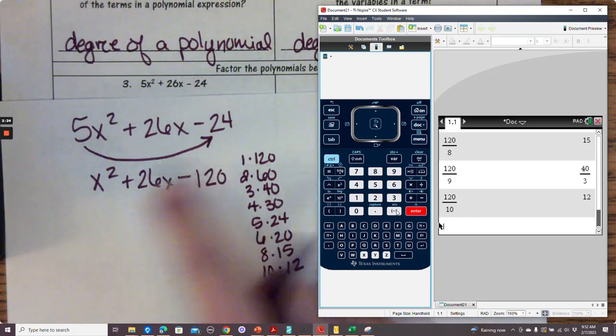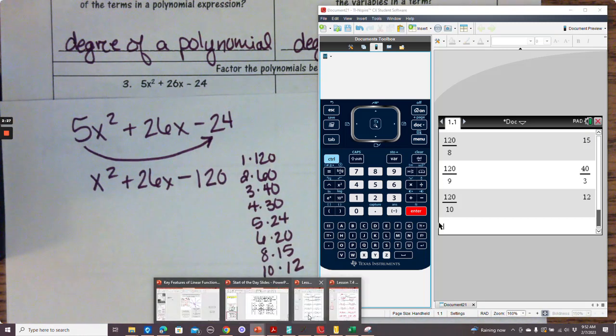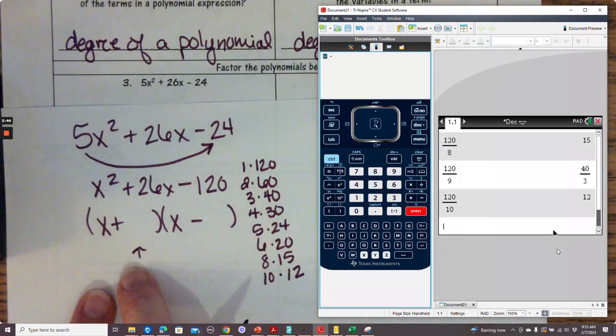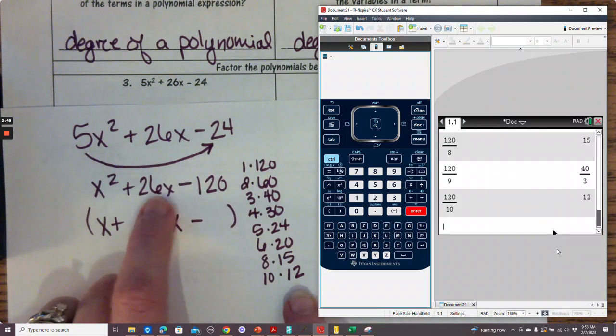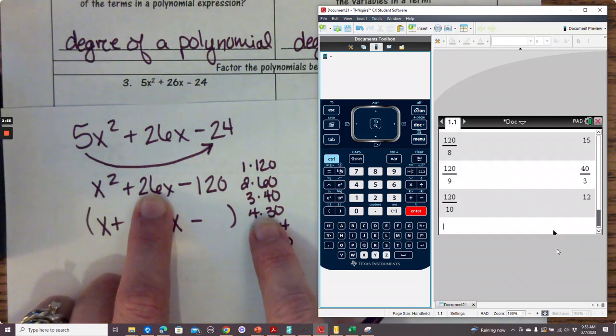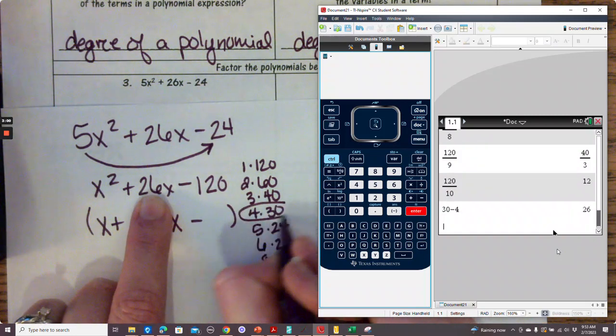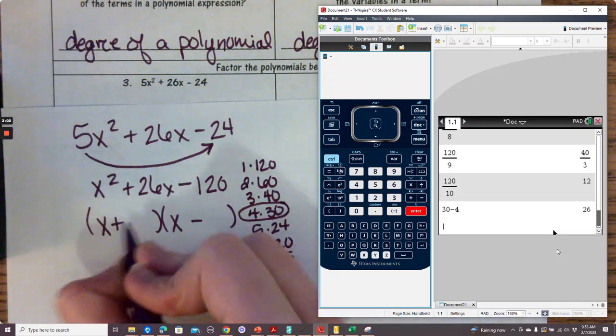All right. So plus and minus. So looking at the cheat sheet, plus and minus, I'm going to have x plus a number and x minus a number. And the biggest one is going to go with the plus sign. So x plus a number, x minus a number, big one goes here. So which set will either add or subtract to make a 26? These two, 30 and 4. If I do 30 minus 4, I get 26. The bigger one goes with the plus sign.